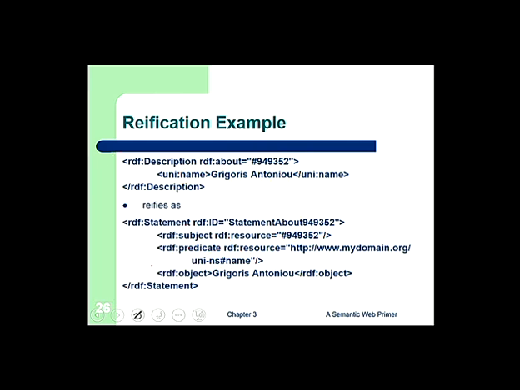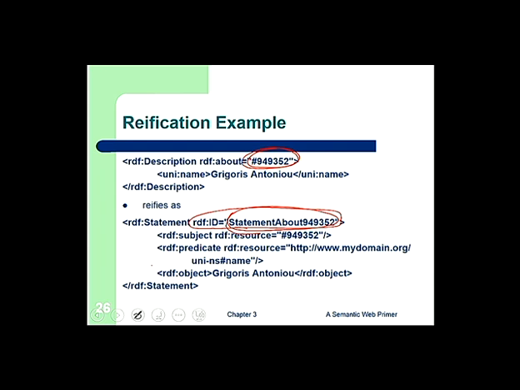And we have divided this statement into three parts, and the thing we have done over here is we have given it an ID. So now this entire statement is given an ID. The ID is statement about 949352. So now if I want to make any statement, like over here I have made a statement about this resource, okay, so now I can make any statement about this resource. Now this resource is not a resource, but it is actually a statement.